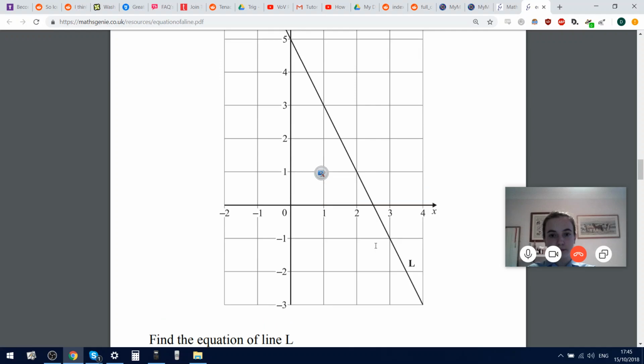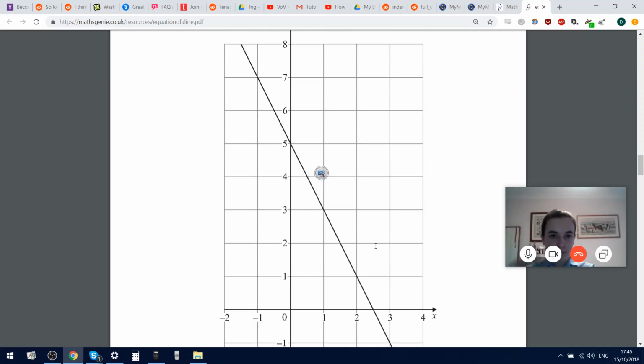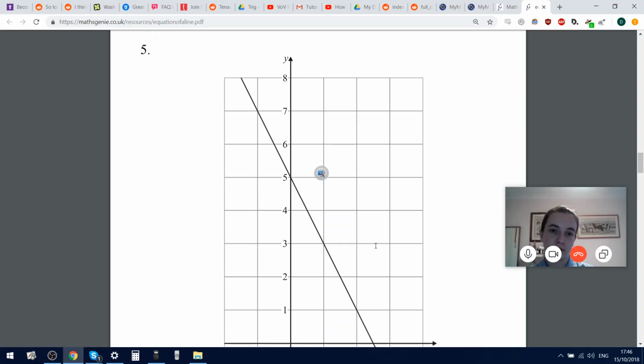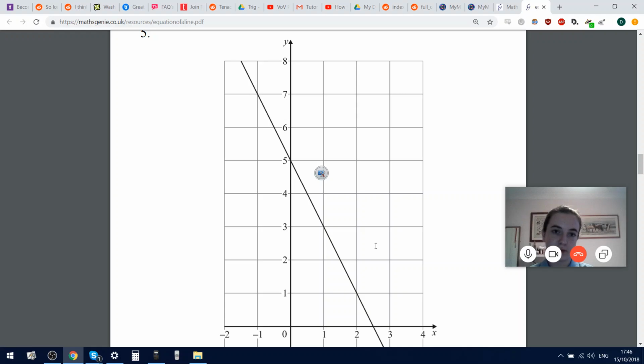This one, you have to find the equation of this line. Any idea how you do that? y equals 2x plus 5. So it's going to be plus 5. And this time, it's not going up by 2, it's going down by 2. Oh, y equals minus 2x plus 5. Yeah.